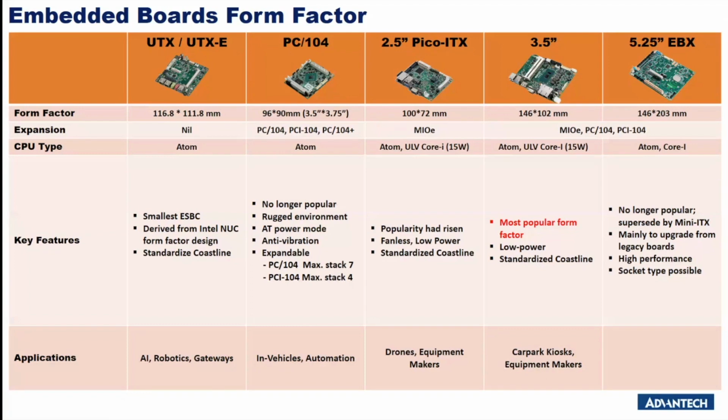And then 5.25 inch EBX has dropped in popularity. Nowadays you don't see it coming up too much because the cost of manufacturing this kind of board, with more layers, is usually higher. Mini-ITX is quite close to that size, so nowadays people who want to go for EBX will choose Mini-ITX. EBX is something I may look for only if I have an existing system that I need to upgrade and do not want to change my mechanical. So still to date, the most popular is 3.5 inch.